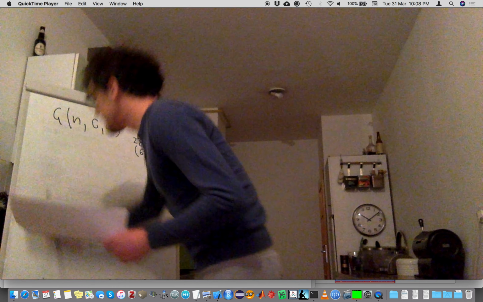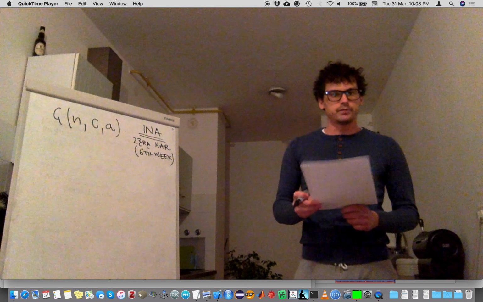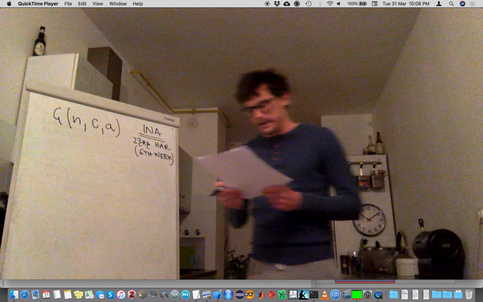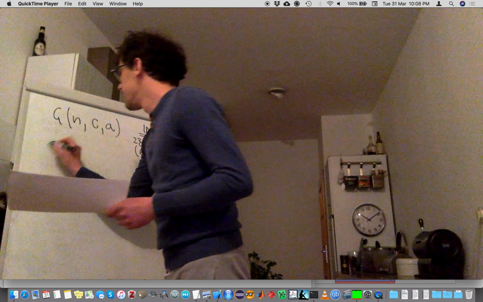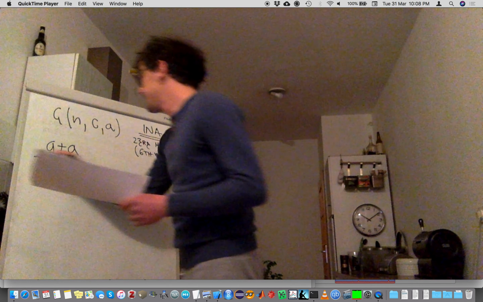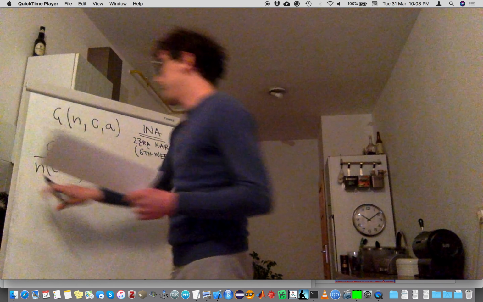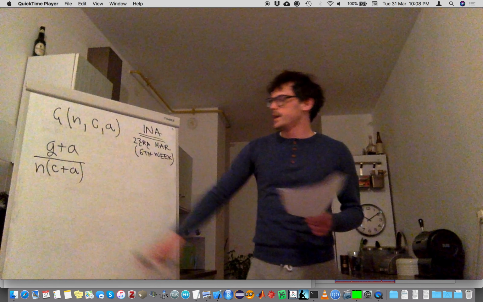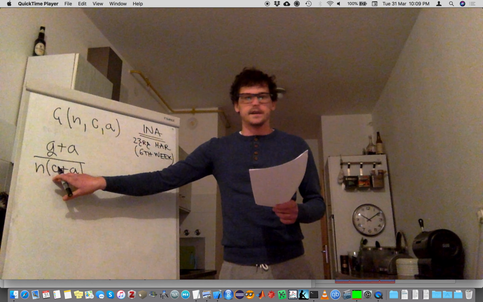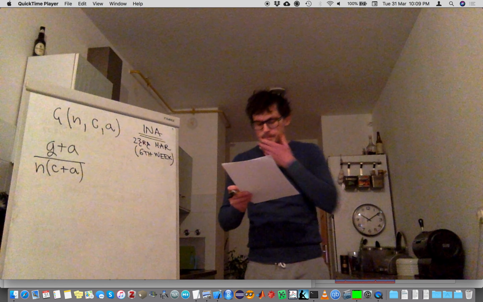So the exact probability with which a node is selected, which was derived in lectures, equals (q + a) divided by N times (c + a), where N is the current number of nodes, and c is the number of outlinks that each node follows.